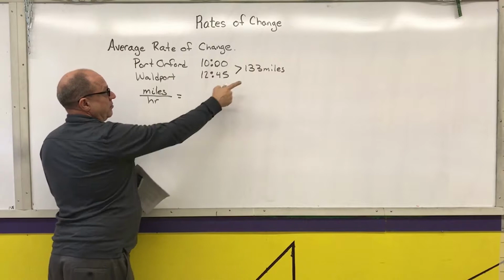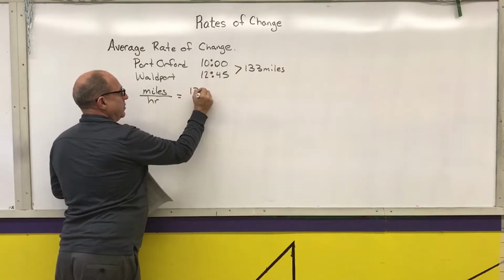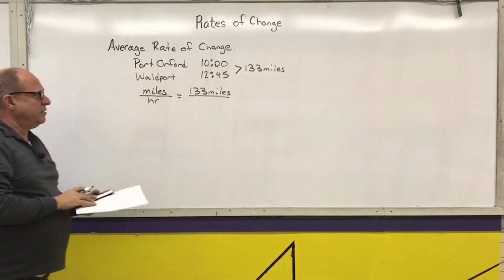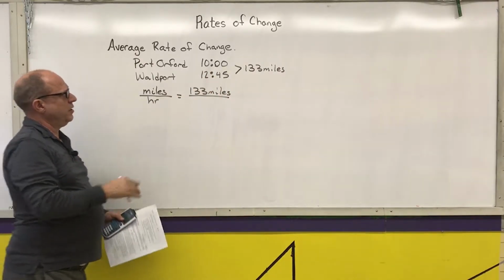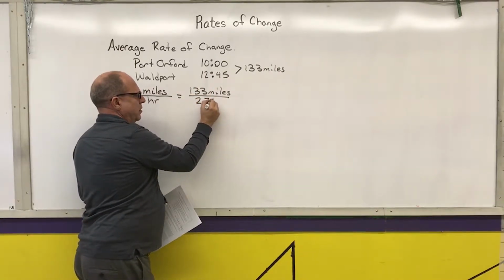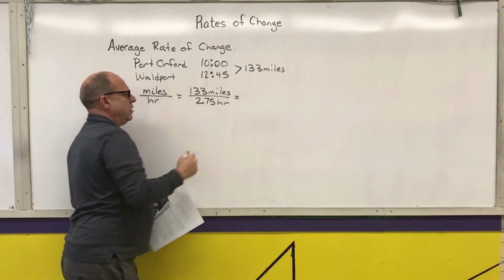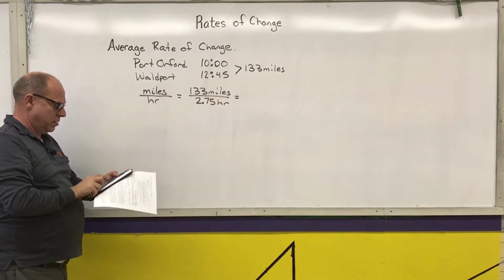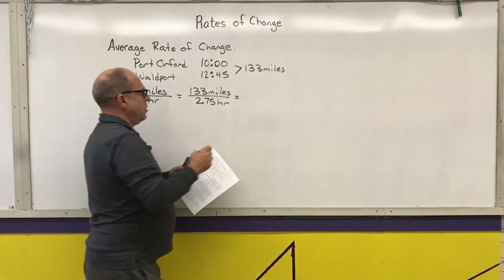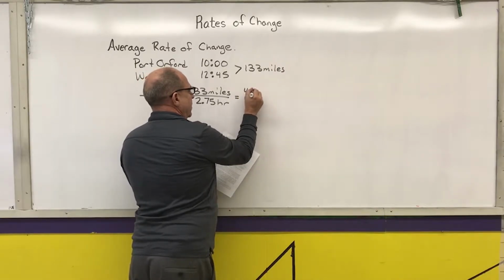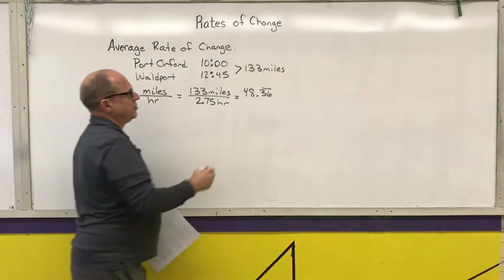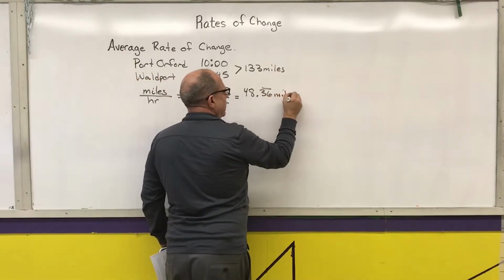So how many miles did I do? I did 133 miles. And the time between 10 o'clock in the morning and 12:45 in the afternoon is 2 hours and 45 minutes, or 2.75 hours. And that would approximately equal 48.36 repeating miles per hour.